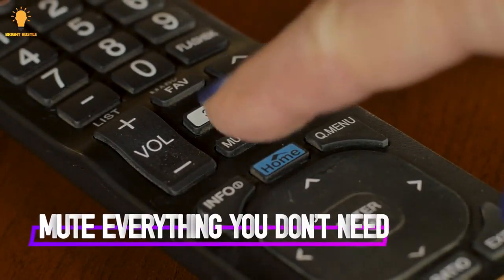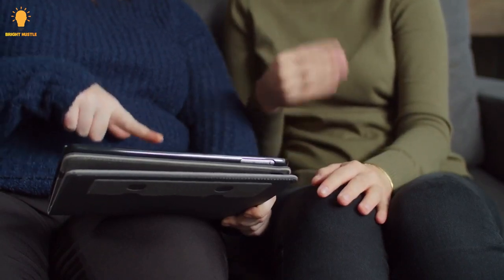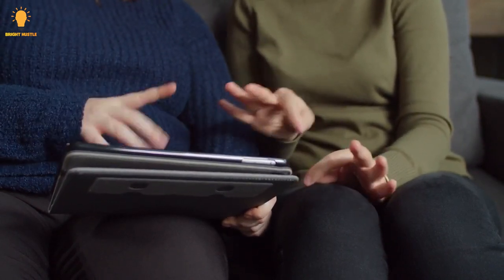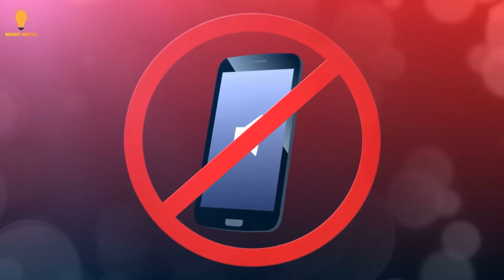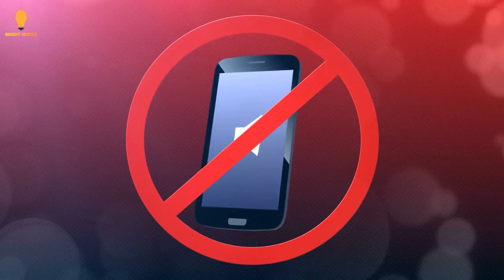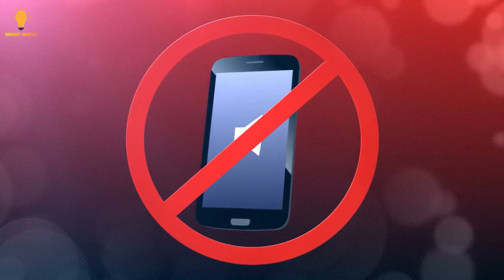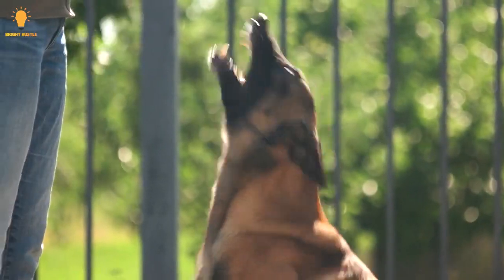Number 9. Mute everything you don't need. There are a lot of things you can do to improve your audio, but one of the simplest is muting everything you don't need. That means muting your cell phone, for example. It also means muting other sounds that might be distracting, like a dog barking. If you're recording in an environment where there are lots of people talking and moving around, this will not help you focus on the sound you want to listen to.